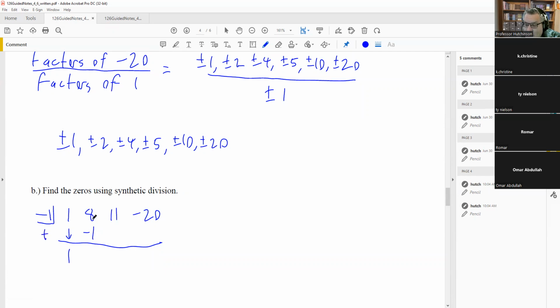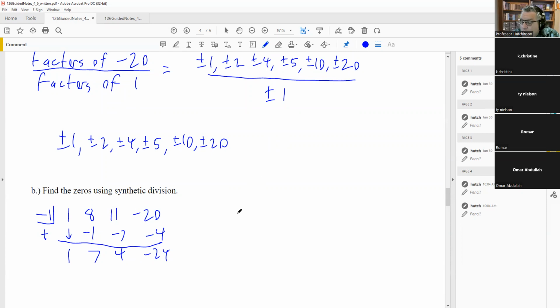Okay, so we have 8 plus a -1 is a 7. 7 times -1 is -7. We're adding these together, we get a 4. We multiply those, we get -4. And we add that together, we get -24. Okay, so what that tells us is that -1 is not a place where the graph crosses the x-axis. It's not a 0 because we don't get a 0 for the remainder.